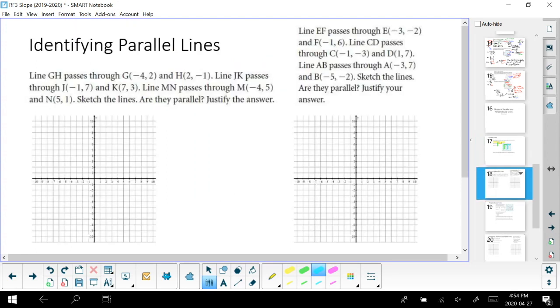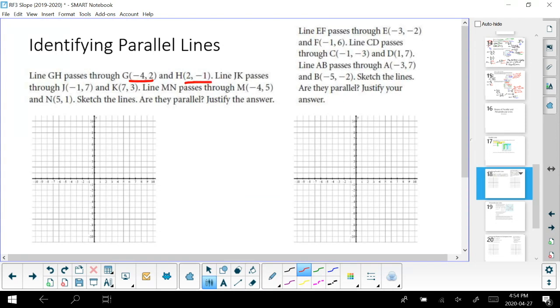Looking at a few different examples here, we have line GH passes through G, which is negative 4, 2, and H, 2, negative 1. Line JK passes through J, negative 1, 7, and K, 7, 3. Line MN passes through M, negative 4, 5, and N, 5, 1. Sketch the lines. Are they parallel? And justify the answer. So what I'm going to do is graph or plot each of these lines first.